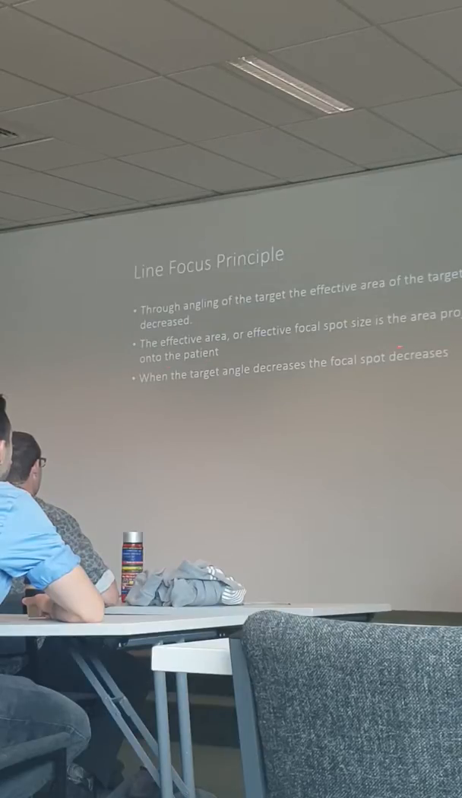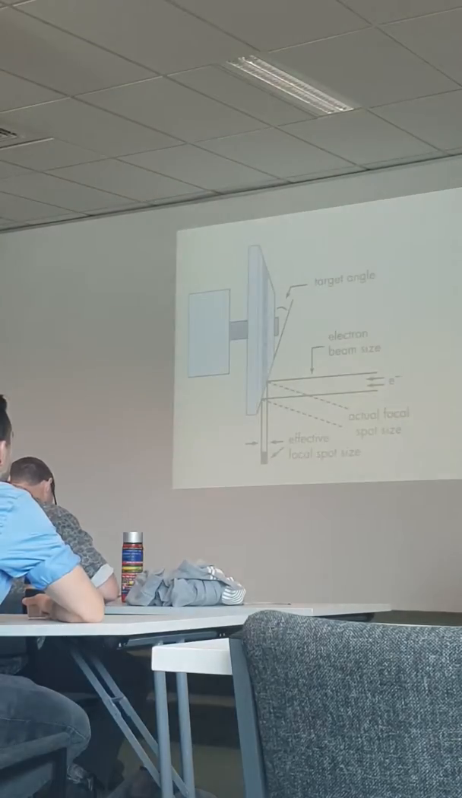So that's basically the main point you need out of this. When you decrease the target angle, you're going to decrease the focal spot size, the effective focal spot size. So here we go. As the electron beam hits the target, you get the actual focal spot size, which is the actual size that hits on the target, and then you get the effective focal spot size, which is basically the size of the X-ray beam that hits the patient.